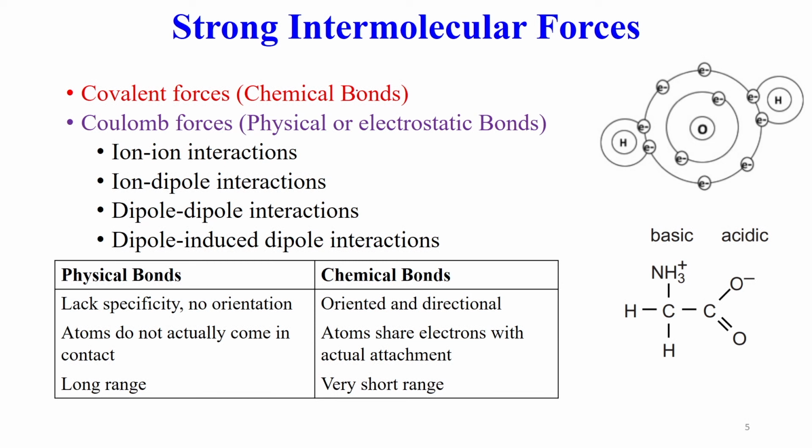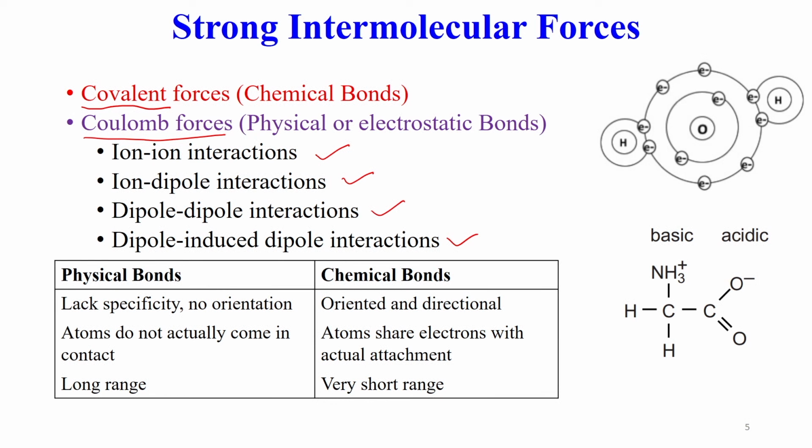We can say one is the chemical force or chemical bond, the other is the physical bond. A chemical bond is typically a covalent interaction, and the physical bond includes the Coulomb forces, with different classifications: ion-ion or charge-charge, ion-dipole, dipole-dipole, and dipole-induced dipole interactions. This is one representation of covalent linkage in a water molecule.